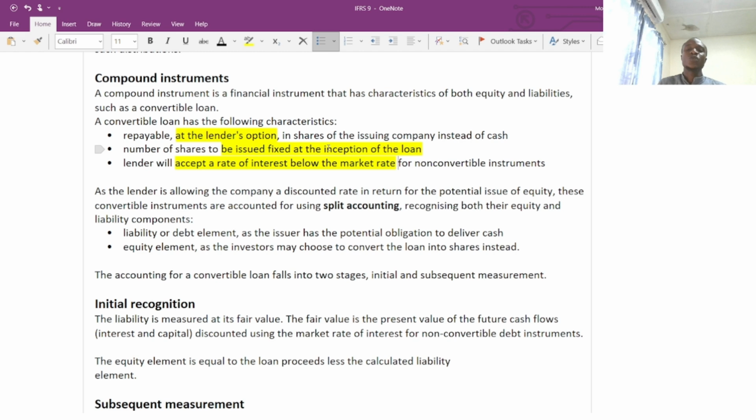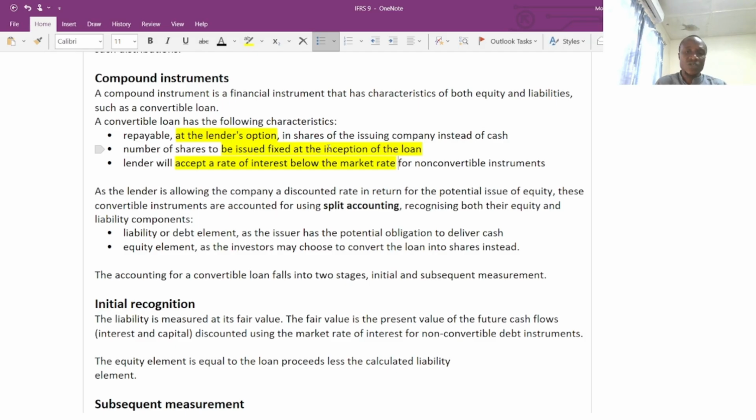Equity, as the investor may choose to convert the loan into shares instead. So now, why are we going to split between the debt and the equity? One reason is that the issuer has the potential obligation to deliver cash, which obviously meets the definition of financial liability. Another reason why we are going to account for the equity element is because the investor may choose to convert the loan into shares. The conversion option at the contract inception provides the right to recognize the equity element of the convertible loan note, the compound financial instrument.